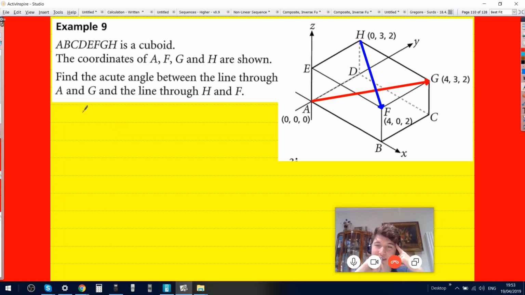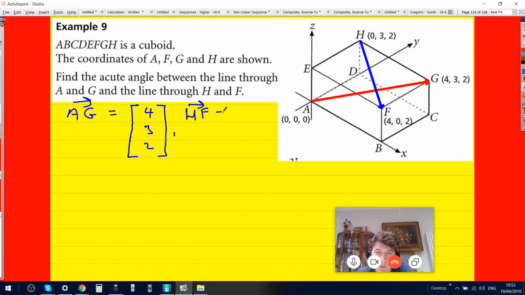I would just find the vector A to G. A to G, okay, so that's 4, 3, 2. And the other one is 4, minus 3 and 0. Then I'd find the angle between them. Oh, okay, I see. So for the angle between them, we do A dot B.